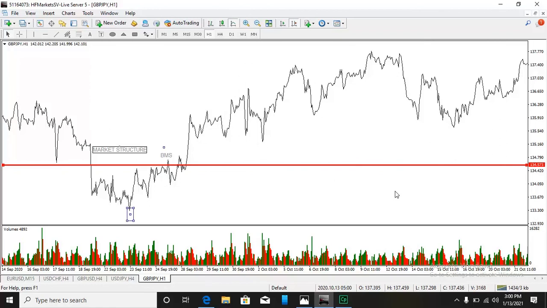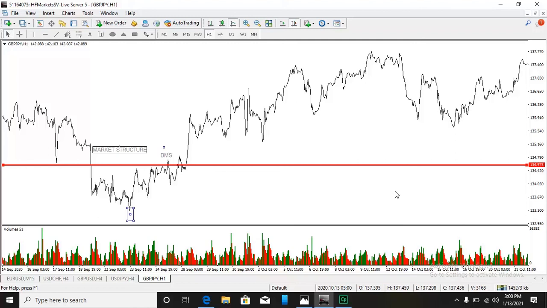Price respects market structure, so you can make use of market structure as your key support and resistance area. You can also make use of market structure level as your exit area, where you want to exit your trade. As you can see, this is it in the forex trading market. It's all about the market structure. They are key important zones while trading.